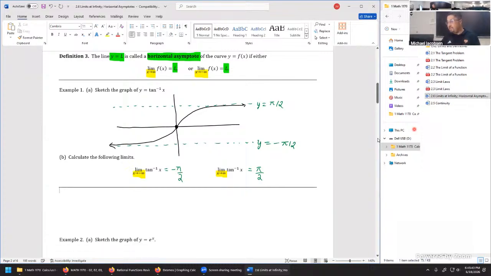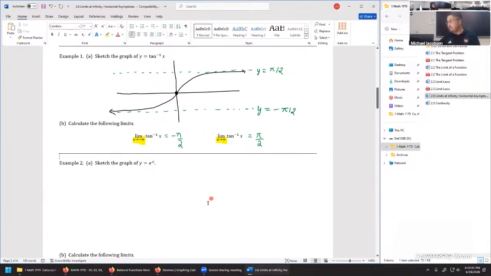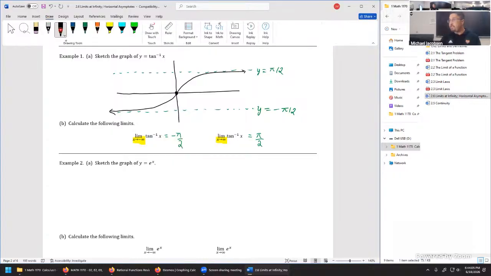Okay, well, let's try this out again. Here's the new function, y equals e to the x. We're going to do the same kind of process. Evaluate the limits purely based off the knowledge we have about the graph of that function. So we're doing two limits, negative infinity and positive infinity. This time it's an exponential, so the graph is going to look like this.